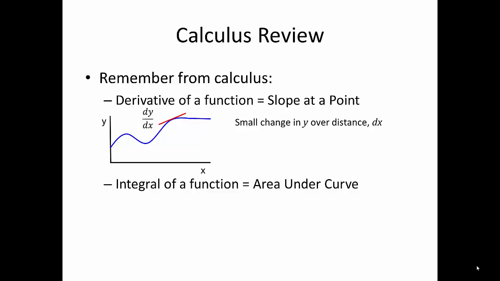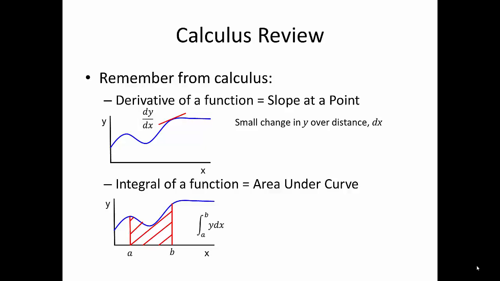An integral of a function gives us the area under a curve. So again, let's look at this same function. Now if we want to know what the area is under that curve from a point A to a point B, like this area, then we can simply take the integral of that function from A to B to calculate what the area is under that curve. This is done by taking a lot of small rectangles that are dx wide by y, the function, tall, and summing them all together to get the total area.